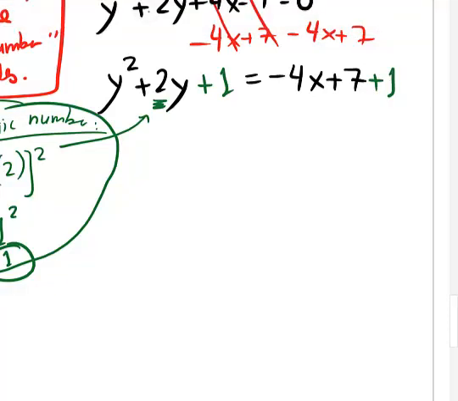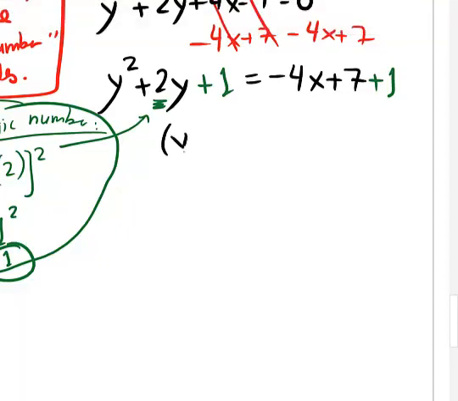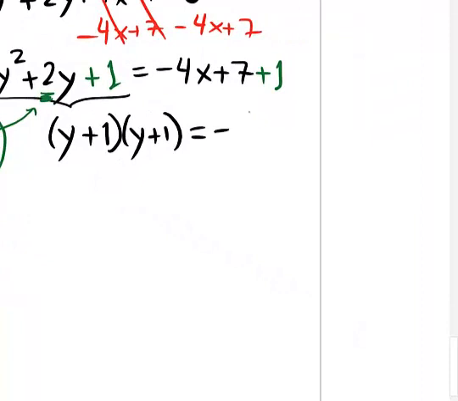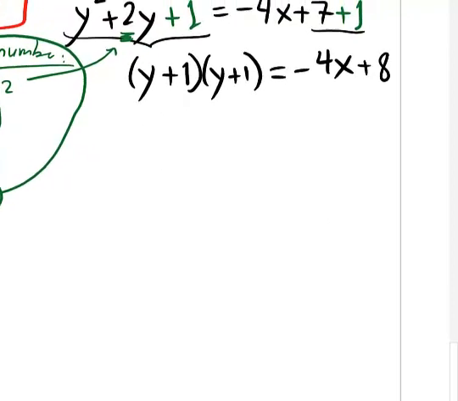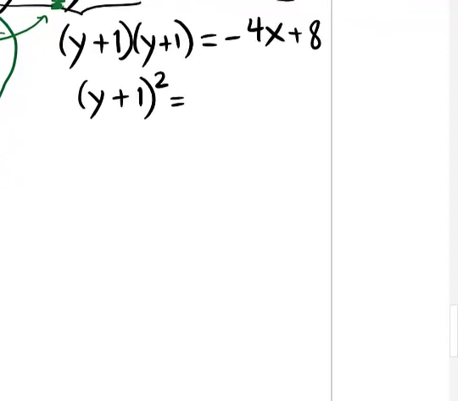And the left side, as we've seen before, the whole point of completing the square is that you should be able to factor it. Y squared plus 2y plus 1 should factor into y plus 1 times y plus 1. Then the right side, I'm going to combine like terms. I got negative 4x. The 7 and the 1 together make it 8. And if you found the magic number right and factored it right, those two factors should be the same. So you should be able to write it as y plus 1 squared.